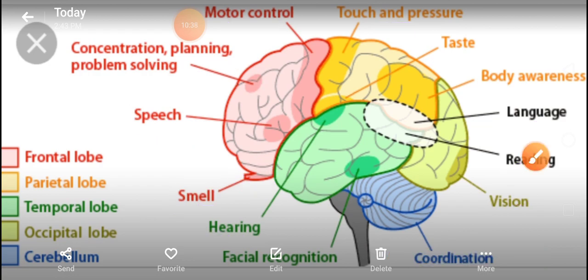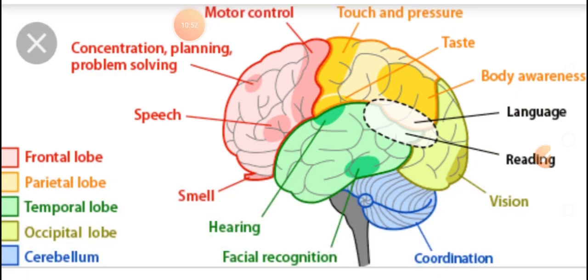Now a little more information I want to give you is about the forebrain. This forebrain is again divided into different lobes. We have four types of lobes present: frontal lobe, parietal lobe, temporal lobe, and occipital lobe. These are present in your forebrain. See, brain is divided into three regions: forebrain, midbrain, hindbrain. Then forebrain is again divided into four lobes.